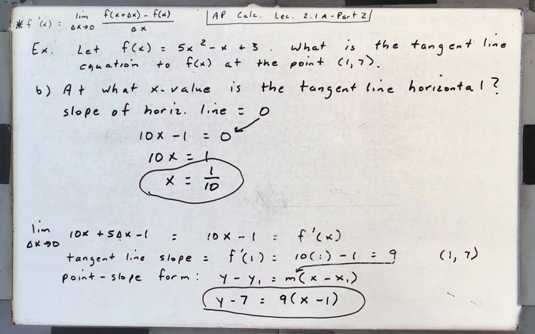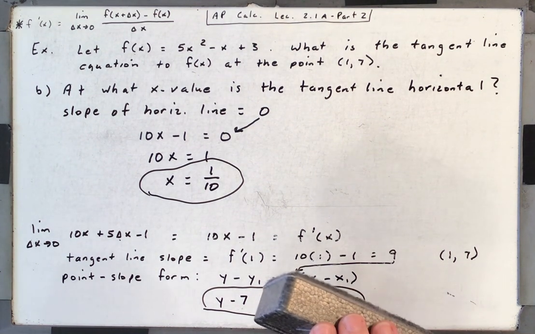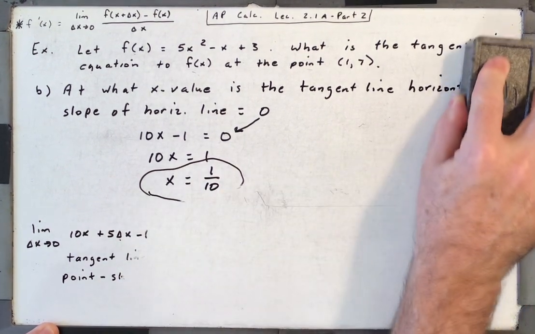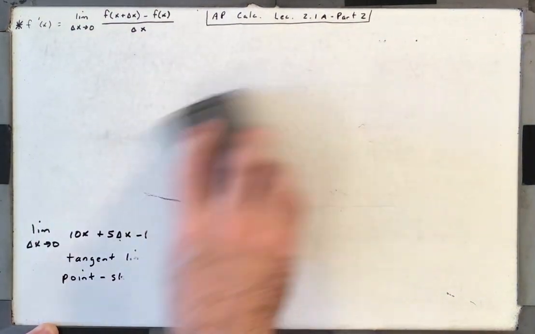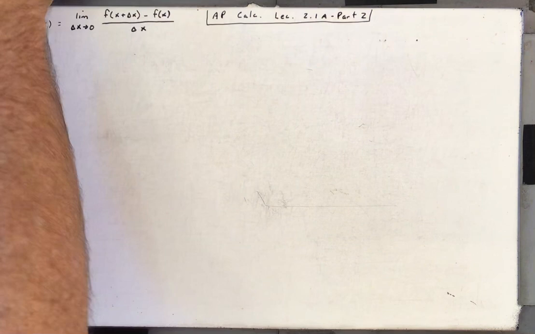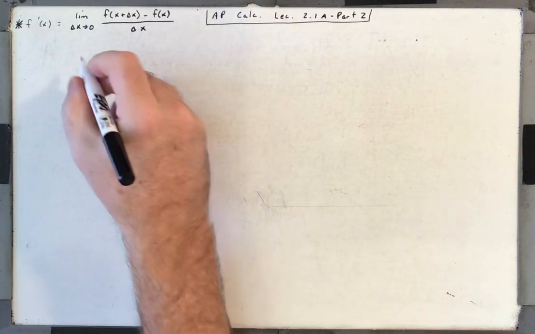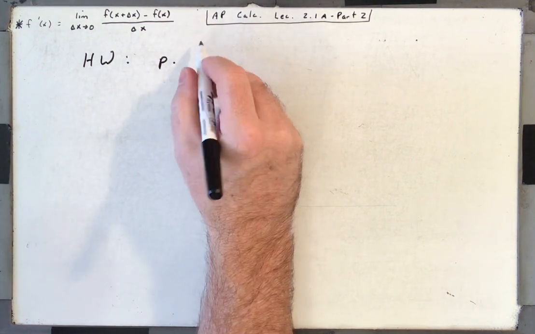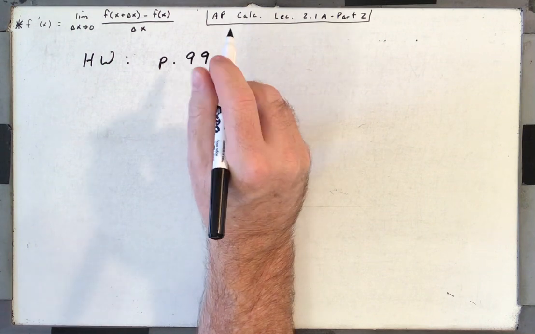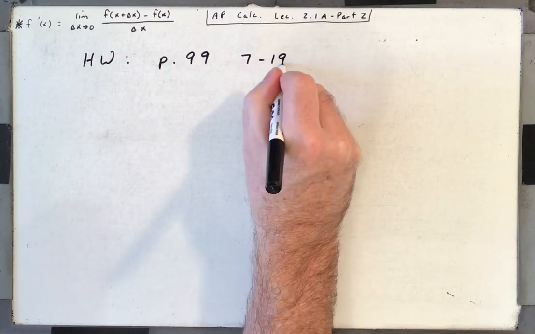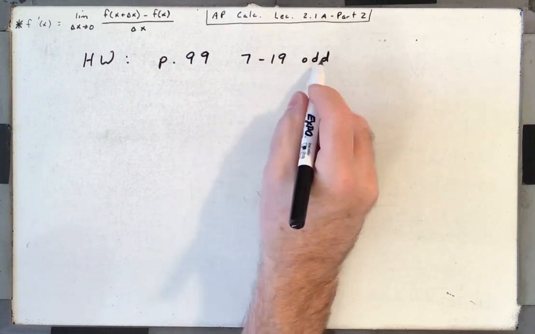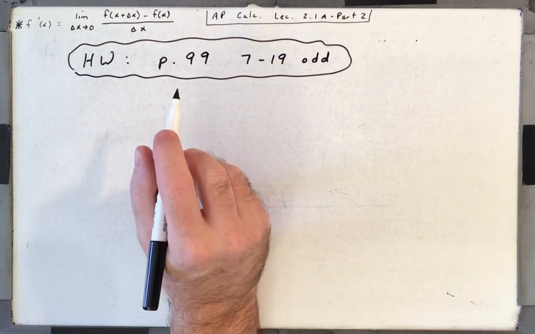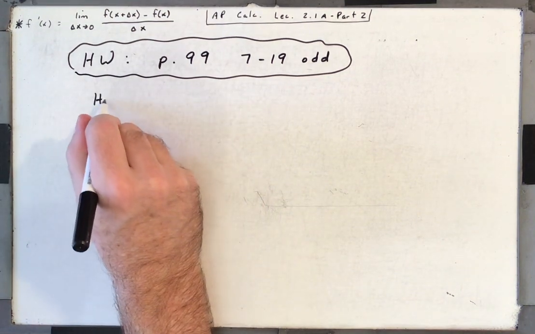Okay. So I'm going to give you the homework and then some clues or some hints for the homework. Okay, so the homework is page 99. Look at that. We've already made it to page 99. 7 through 19 odd. Of course, the answers are all in the back of the book. I'm going to be checking your work, so don't just put down the answer. Some hints.